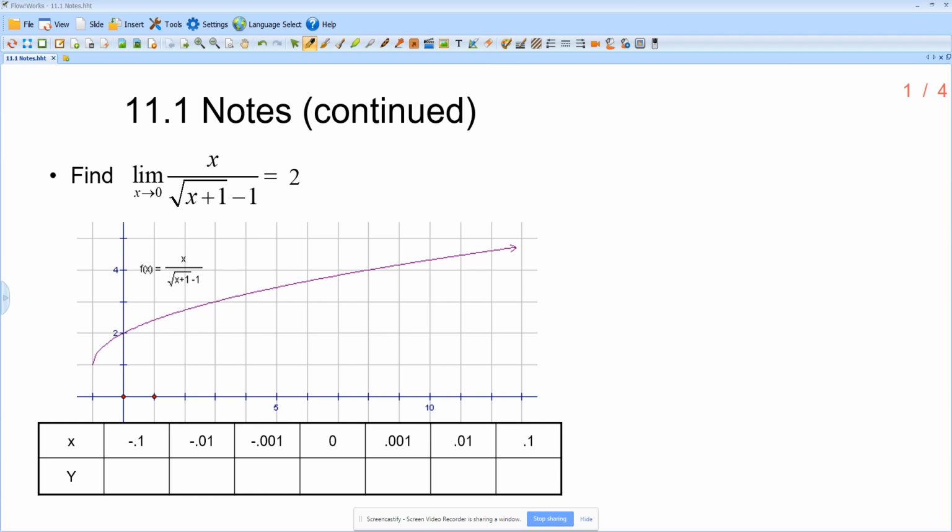All right, only 4 slides that we've got to go through in these examples. Really fun. Find the limit as x goes to 0 of x over the square root of x plus 1 minus 1. I'm just sort of telling you what it is.